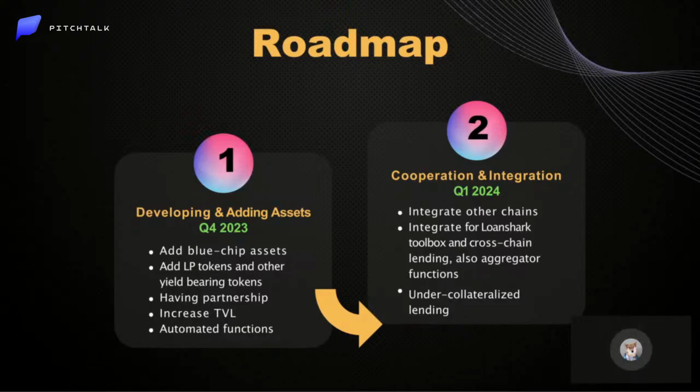Next year, we will probably integrate with other EVM blockchains, and of course also Ethereum mainnet. There will also be an extensive integration for the LoanShark Toolbox, and potentially a cross-chain lending solution that we are currently in talks about with Chainlink and LayerZero, plus some aggregator functions that we built in the past, which we will probably use, but we will see how it works. We also have a plan for under-collateralized lending. We will release that when the time is right, I think.